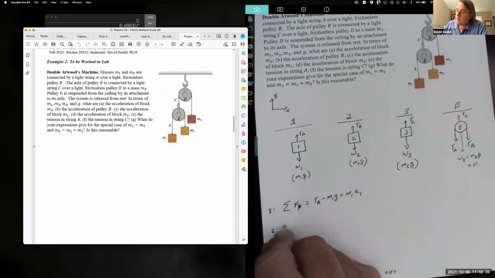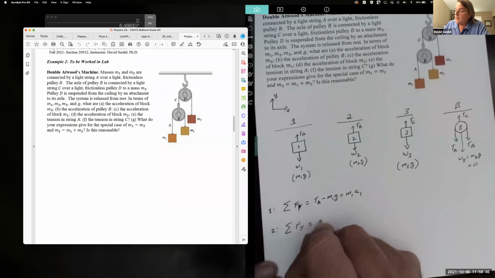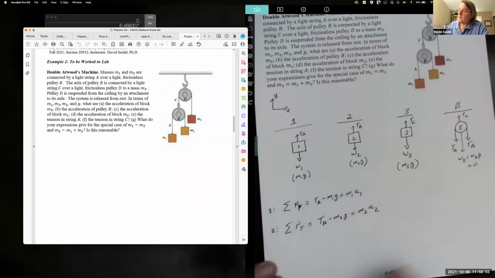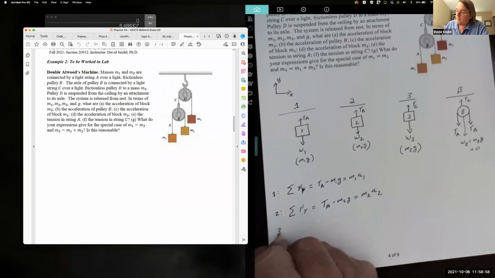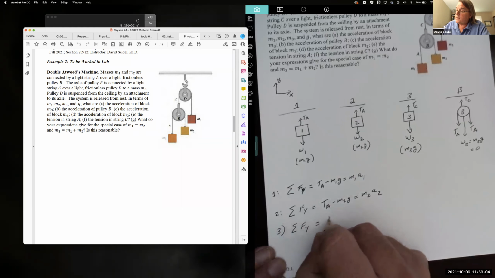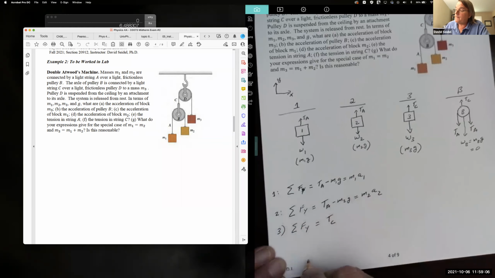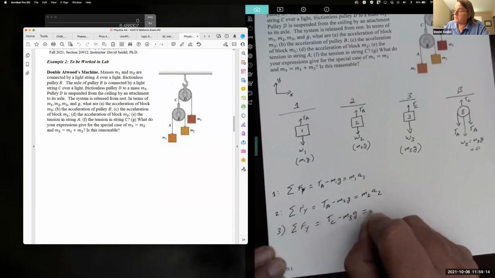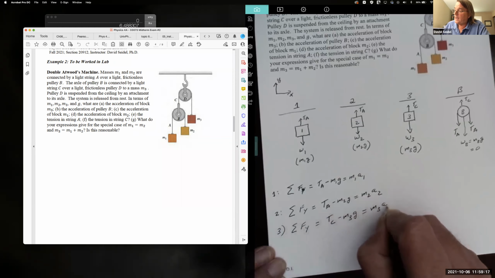Number 2, my sum of my forces in the y direction is equal to TA minus M2G is equal to M2A2. Number 3, my sum of my forces in the y direction is equal to TC minus M3G is equal to M3A3.